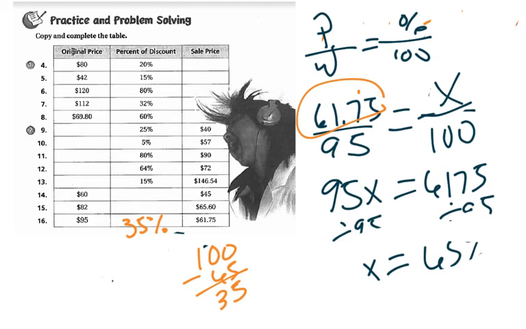is $33.25, 33.25. So 95 minus 61.75, how much we paid? There it is. That's how much we got off. So it's a 35% discount.